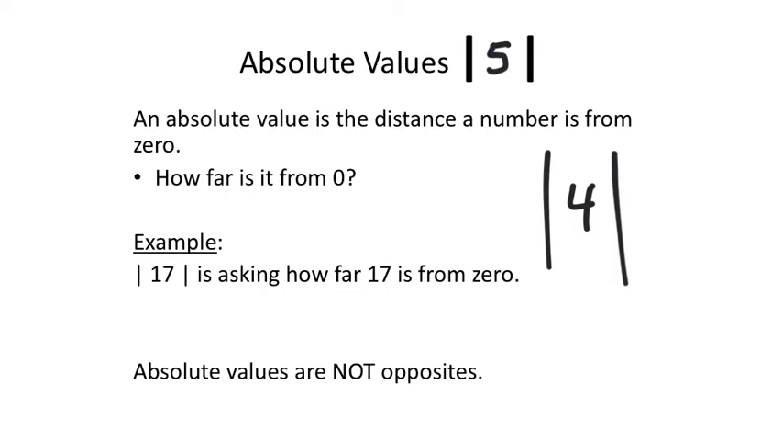Now, what is an absolute value? Well, an absolute value is the distance a value is from 0, specifically the value that's in between the absolute value symbols, okay? So like up there at the top, I'd say that's the absolute value of 5, or it's really asking what is the distance 5 is from 0. How far is 5 from 0?